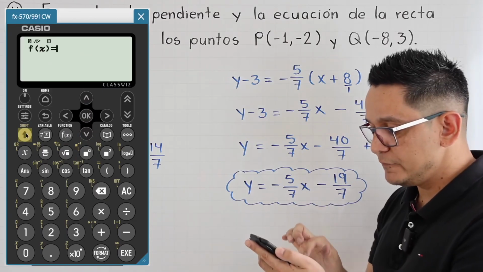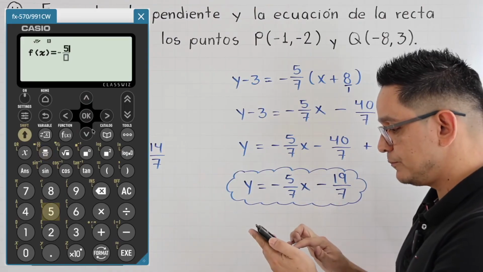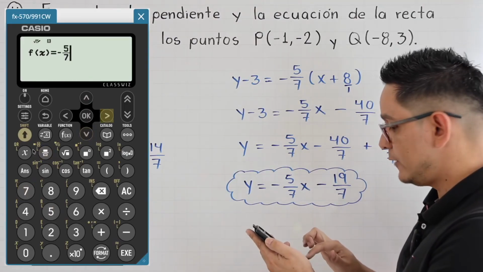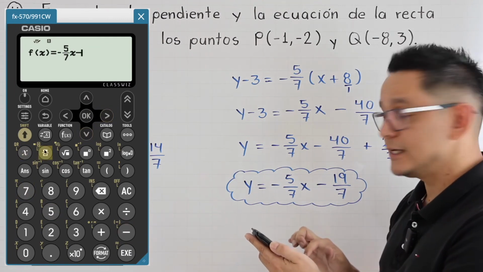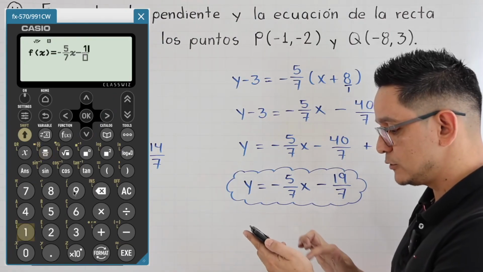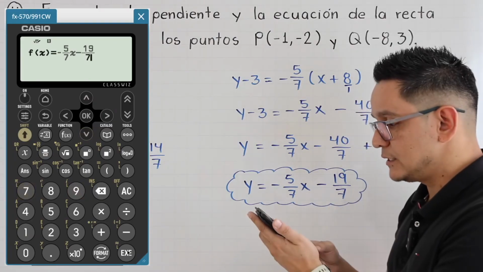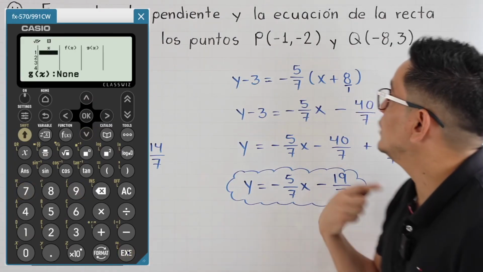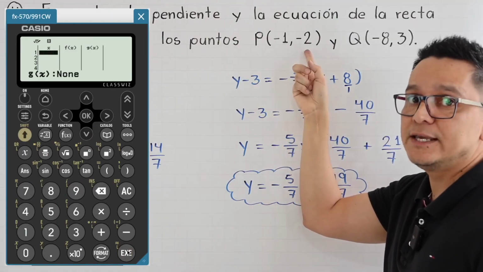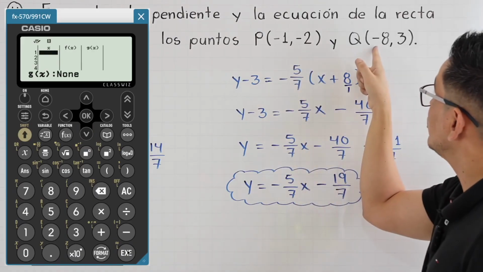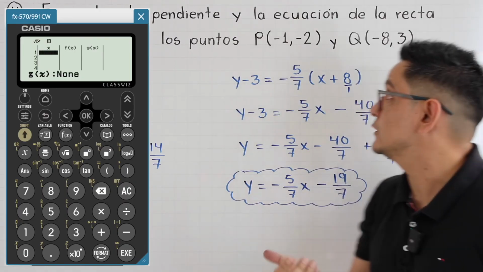So I press Shift, minus, and we press the fraction button. We enter 5/7. 5, go down, 7. I move over with the arrow and put the x. Then we have minus, and we're going to press the fraction button again. And we enter the 19, go down with the arrow, 7ths, done. I've now entered the function in this case. We press execute. And now, when I put a -1 for x, it should give me a -2 for y. That is, for f of x. And when I enter a -8, it should give me a 3. With that, we would be confirming that what we did was correct.